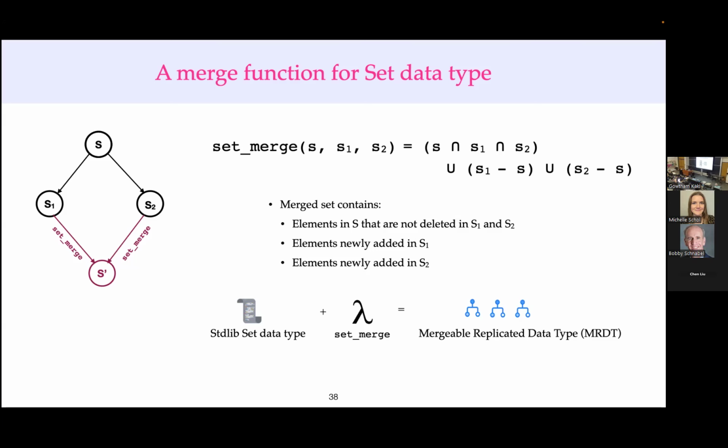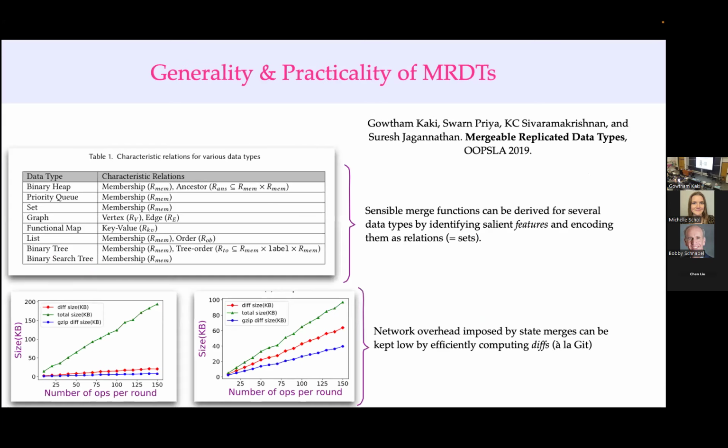And this notion we observe actually generalizes. The stuff in the second column here doesn't matter, but if you look at the first column, there are several data types for which you could define features which let you reduce their merge semantics into set merge semantics. Therefore, sensible merge functions can be derived automatically for these data types.